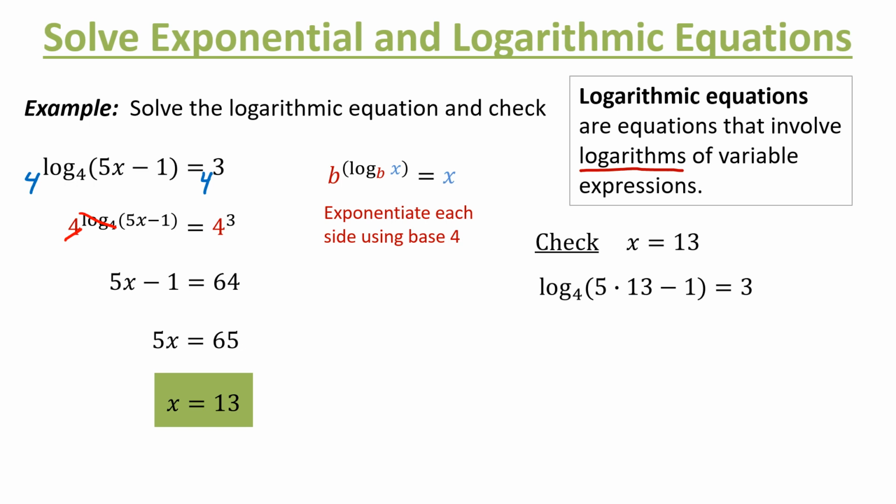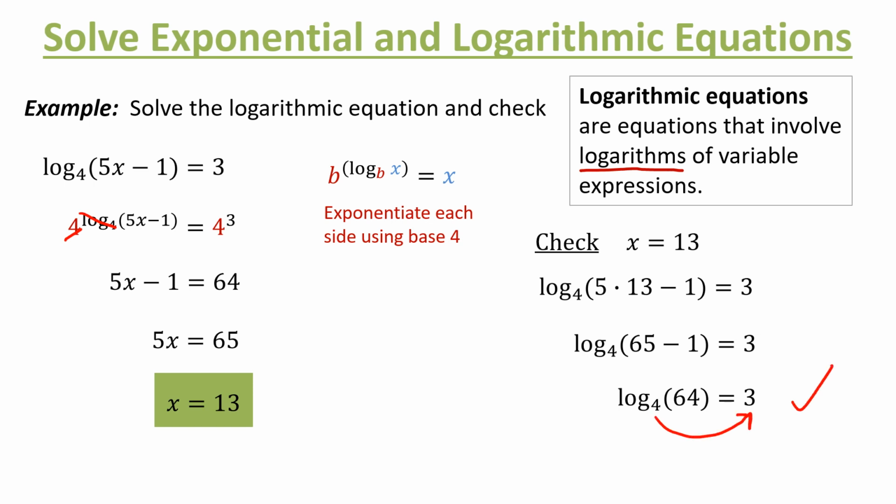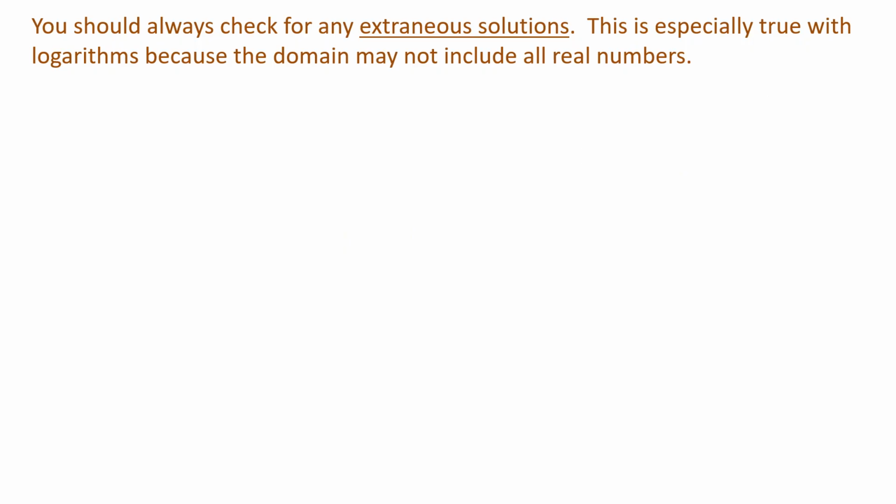All right, time to check that. Substitute it back into the original. Let me just erase this. And we get log base 4 of 64 equals 3. And well, we know that's true because 4 to the third power equals 64. So that is correct. You should always check for extraneous solutions.